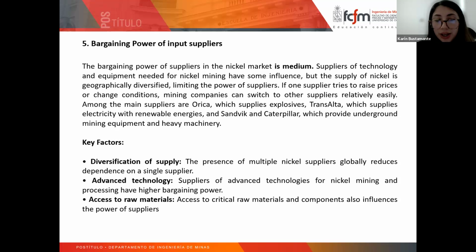Key factors: diversification of supply, the presence of multiple nickel suppliers globally reduces dependence on a single supplier. Advanced technology: suppliers of advanced technology for nickel mining and processing have higher bargaining power. And the last one, access to raw materials: access to critical raw materials and components also influences the power of suppliers.